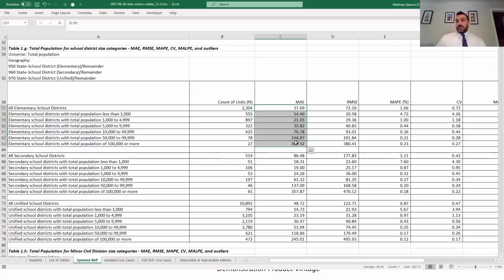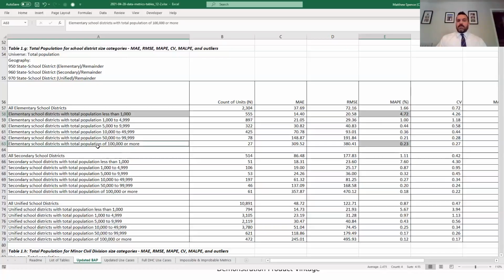Because they're offspine, you'll see that the mean absolute error does increase as the size of the elementary school district increases. But in general, as before with places, the relative error goes down the larger you get. So those smallest elementary school districts have a MAPE of 4.2%. So their average total population changes by about 4.7%. And then the largest, with 100,000 or more in the elementary school district, they change by about 0.2%. And this is, again, in terms of total population.